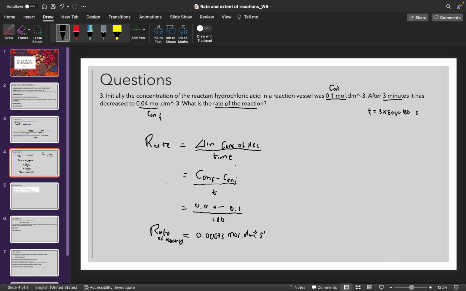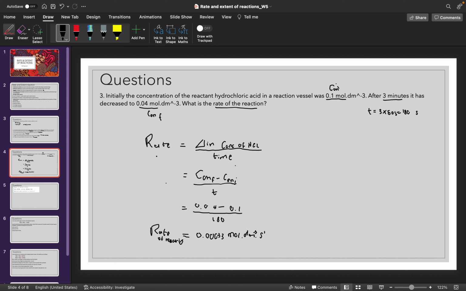What is the first thing that you do when you have a question like this? Is to identify what you are given. Initially the concentration, so we are told the initial concentration to be 0.1, and after 3 minutes, so we're given the time, it has decreased, meaning the concentration decreased from 0.1 to 0.04. Now we know what the final and the initial concentration are. We know what the time is.